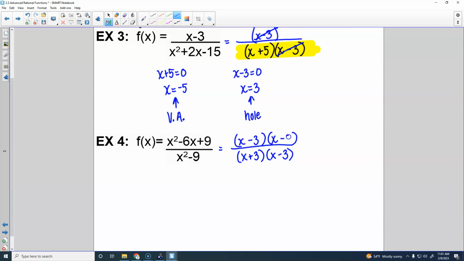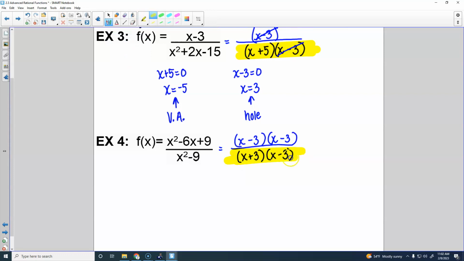Negative 3, negative 3. Remember, you're wanting it to multiply to give you the last number, which is 9. They got to add or subtract to give you the middle number. So if you have negative 3, that'll give you 6. If you multiply them together, it'll give you 9.